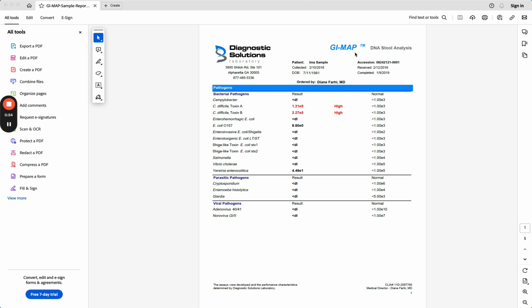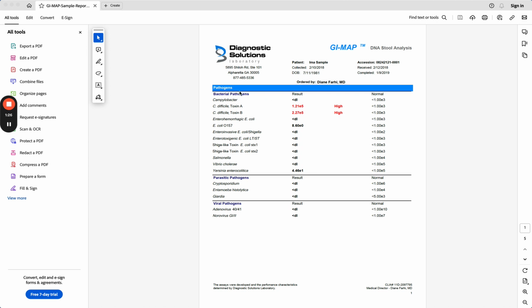So this test is the GI map, and it is done by what we call the PCR reaction. The PCR reaction clones the bacteria, in a scientific way, and so you get an amplified specimen. This is, of course, just a sample report. But I want to go through the different sections and give you some information so that you can look at your report and think of any questions that you might have for our meeting together.